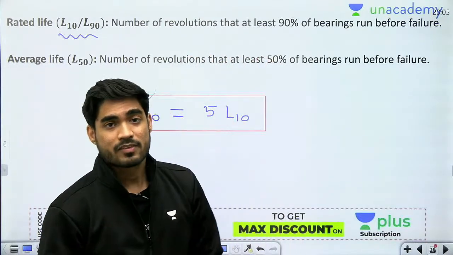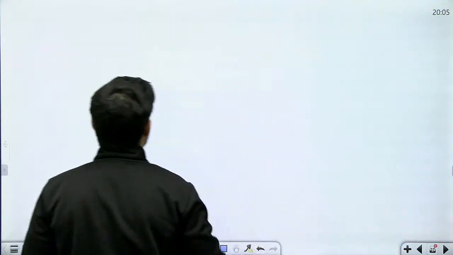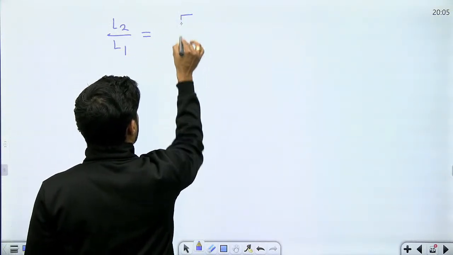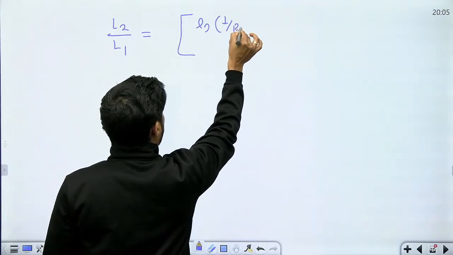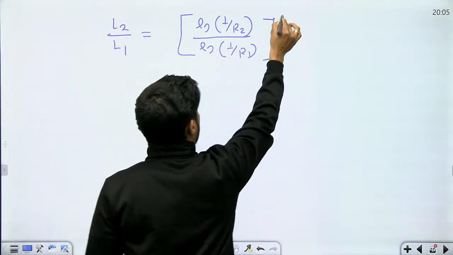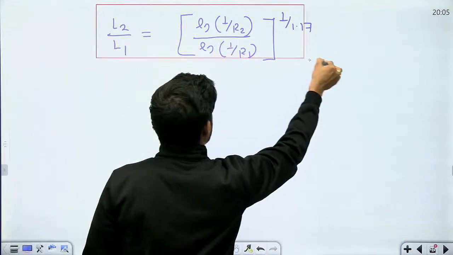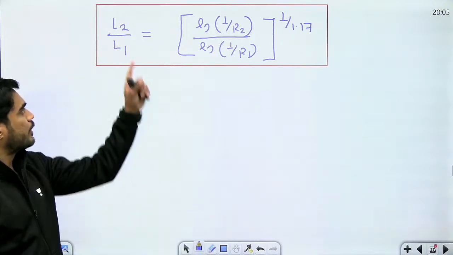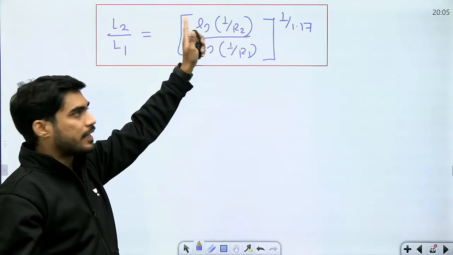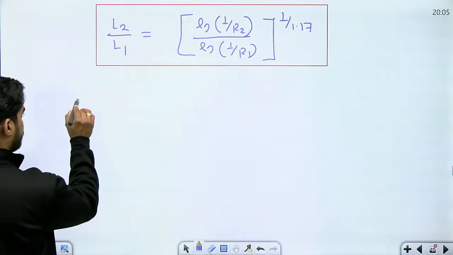So in that case we can calculate the life at any reliability using this relation. What is this relation? L2 by L1 is equal to natural log of 1 by R2 upon natural log of 1 by R1, whole to the power 1 upon 1.17. This is the relation between life and reliability. If you want to see the relation between L50 and L10, you can do this from here.